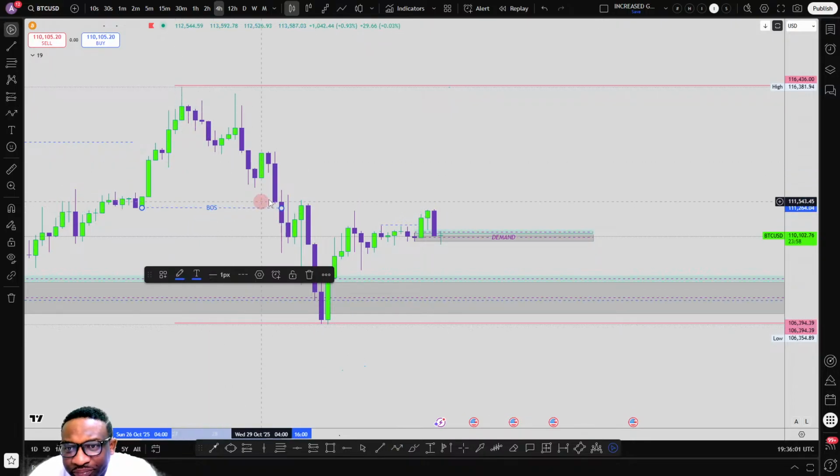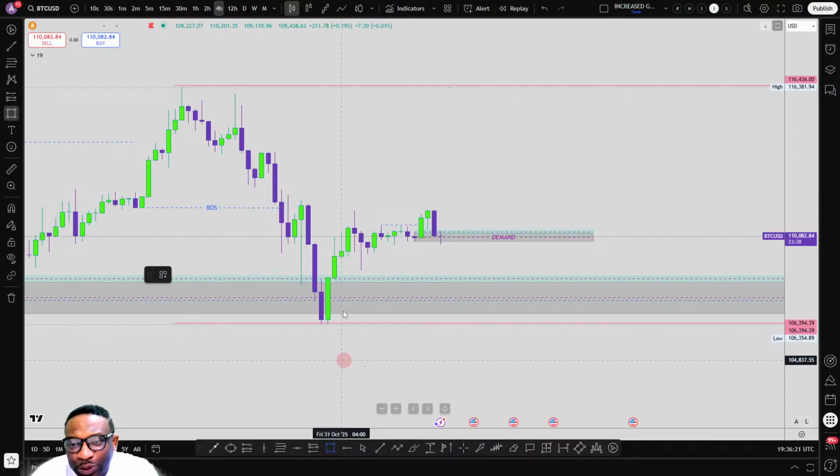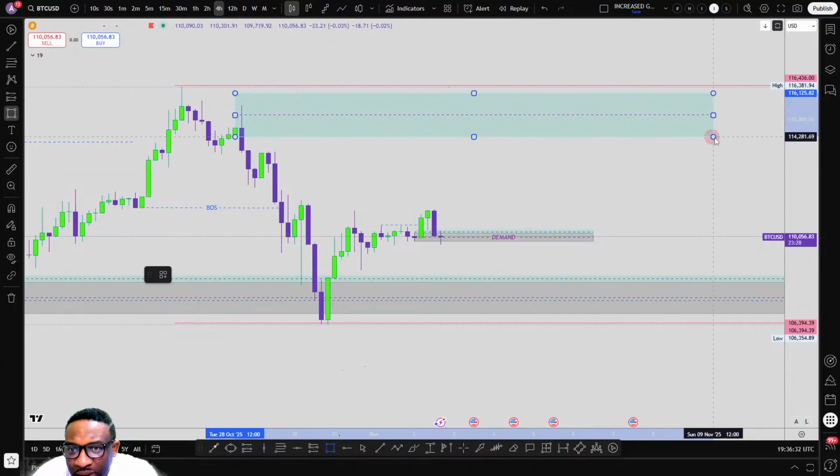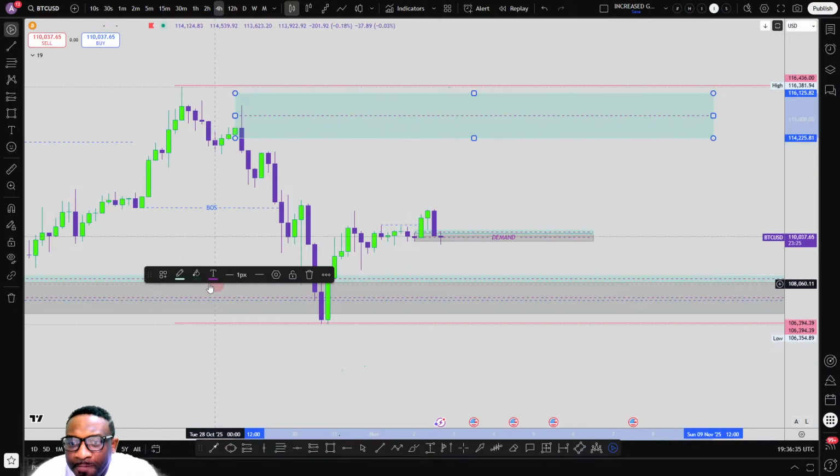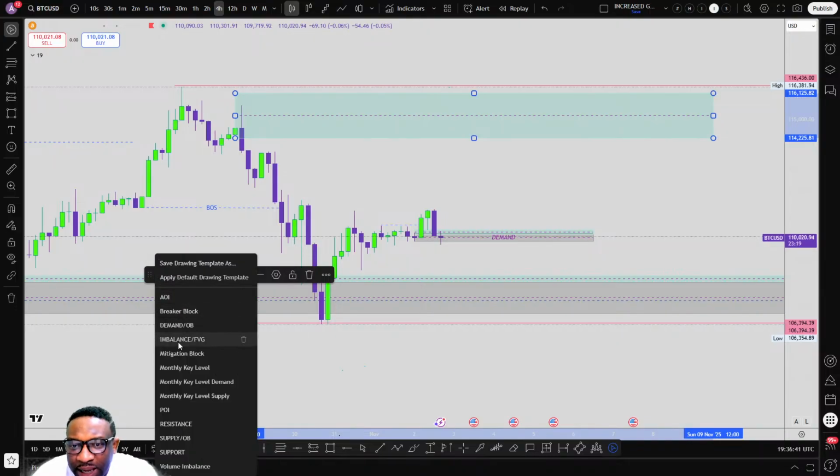So by name, this break of structure has been calling us by name for us to respond to it, not to react. Respond to it. As I teach my guys, once we have our name called, we respond to it by identifying the zone. So the first zone, I would say, is from here. Let's put this in here. So that would be a supply zone.